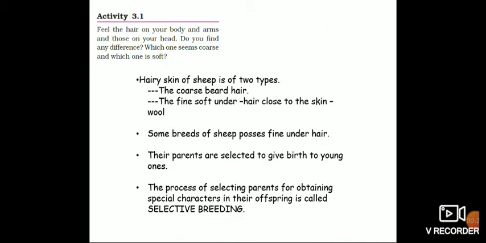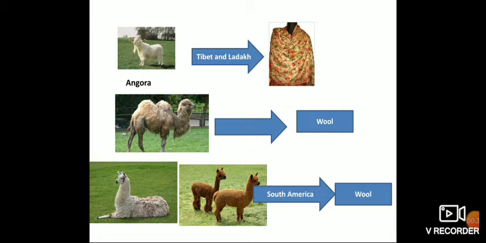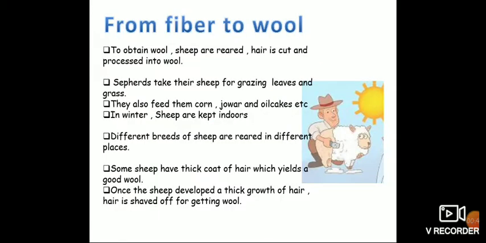Then the process of selecting parents for obtaining special characters in the offspring is called selective breeding. And in various regions in India and all over the world, so many types of wool are available, and it was used to make some products. And the sheep are reared and specific foods are given to eat for the purpose of yielding good wool.